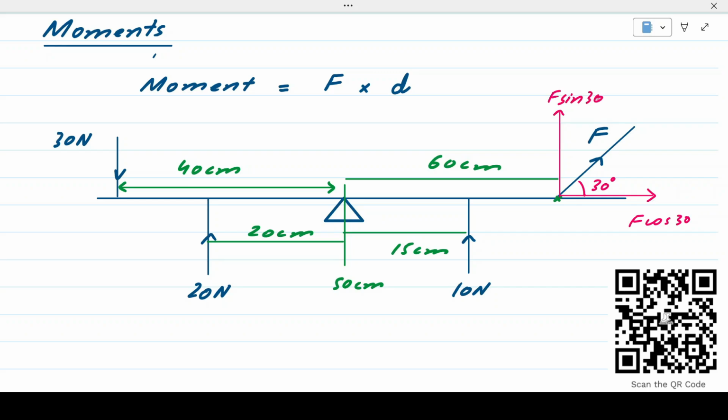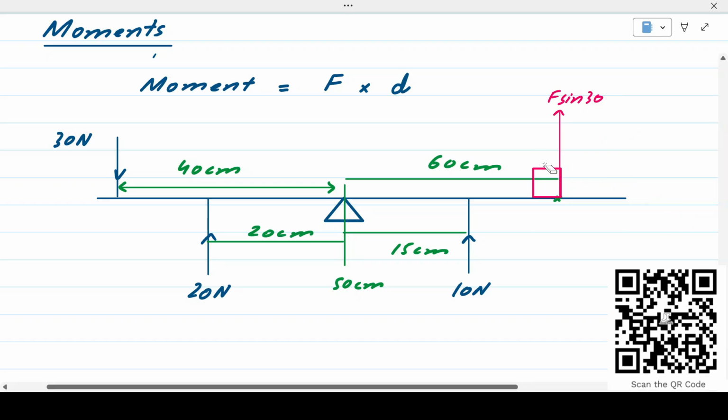For moment, we only need the component of force that is perpendicular to displacement from the pivot. So we need only F sin theta. So the diagram now looks something like this. Just imagine the last force is F sin 30. What do you do then?